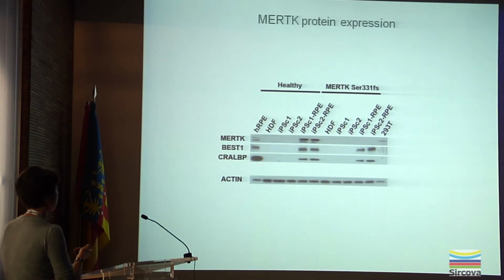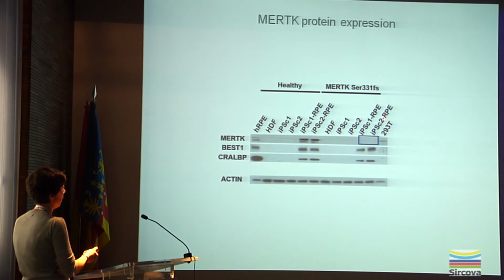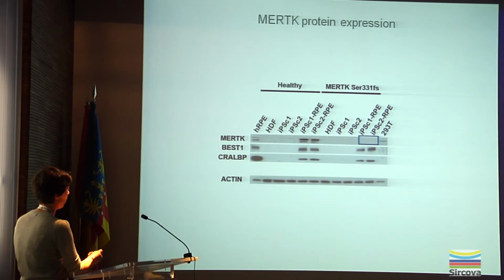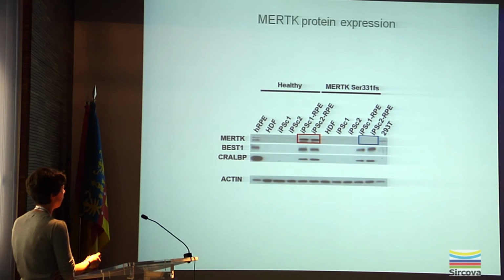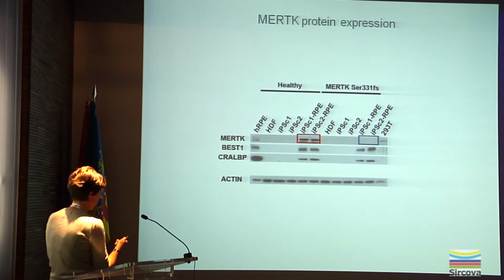We also confirmed the absence of MERTK by Western blot. You can see that these are two monolayers derived from the patients loaded on a Western blot, and there is an absence of the bands that correspond to MERTK in the case of the patient. However, in the healthy individual, these MERTK bands are present.